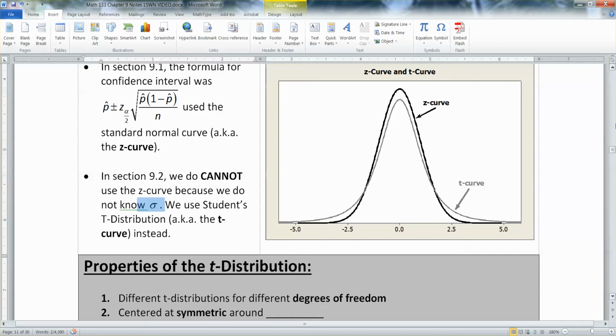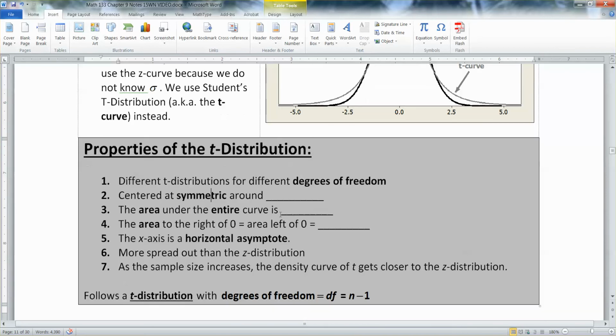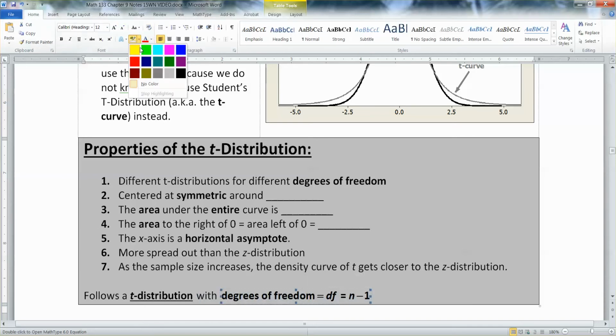All right, so let's look at this gray t curve and see what properties it has. The first thing is that, unlike the z curve, there are lots and lots of different t curves. There are different ones for every degree of freedom. Degrees of freedom is n minus 1. There's your formula for it. You're going to use it a lot, so you'll get very used to it, but you can throw it on your note sheet if you like.